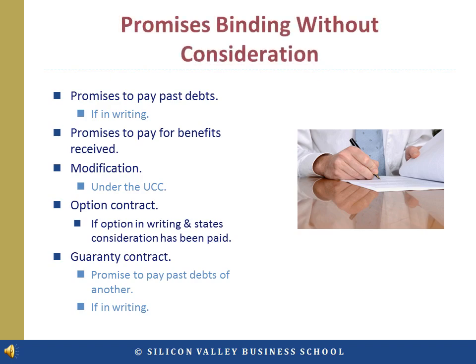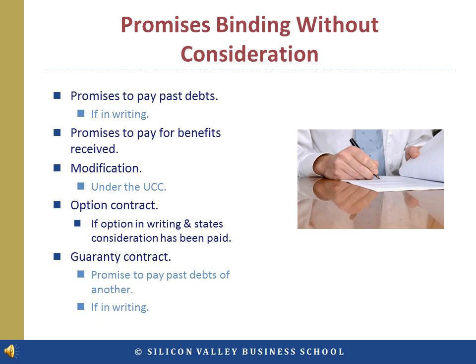Promises binding without consideration. In addition to promissory estoppel and reliance by the promisee, there are other situations in which a promise can be enforceable without consideration. The promise to pay a past debt that is no longer legally enforceable is binding without consideration if it's in writing. The promise to pay for services already received is enforceable in many situations.